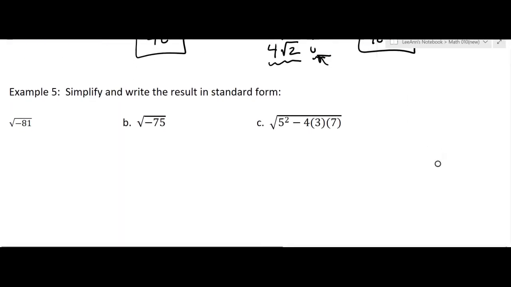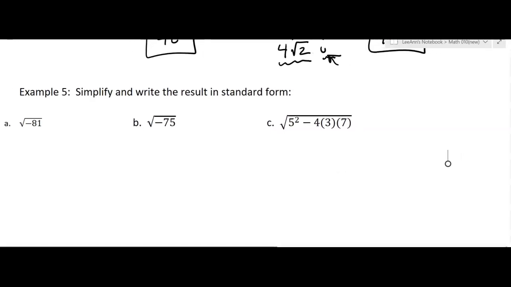All right, so now we have some examples where they want us to simplify and write the result in standard form. Okay, so here you have a negative 81. So we know it's going to be the square root of 81, and we know it's going to have an i in it, and we know the square root of 81 is 9. So we just get this pure imaginary number. It just has a rational number for b. It's just 9i. Yay, it's done.